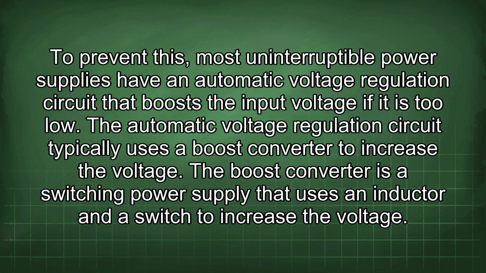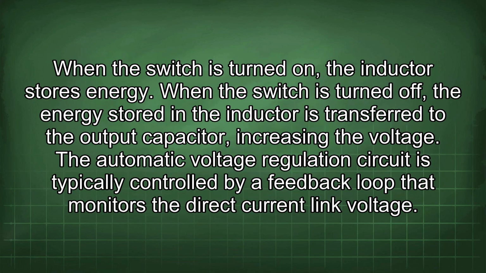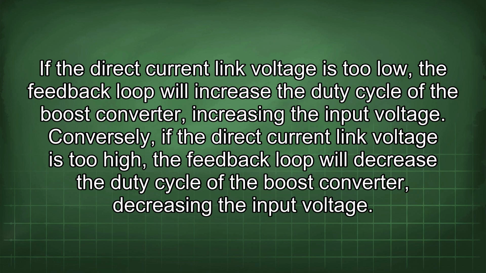The boost converter is a switching power supply that uses an inductor and a switch to increase the voltage. When the switch is turned on, the inductor stores energy. When the switch is turned off, the energy stored in the inductor is transferred to the output capacitor, increasing the voltage. The automatic voltage regulation circuit is typically controlled by a feedback loop that monitors the direct current link voltage. If the direct current link voltage is too low, the feedback loop will increase the duty cycle of the boost converter, increasing the input voltage. Conversely, if the direct current link voltage is too high, the feedback loop will decrease the duty cycle of the boost converter, decreasing the input voltage.